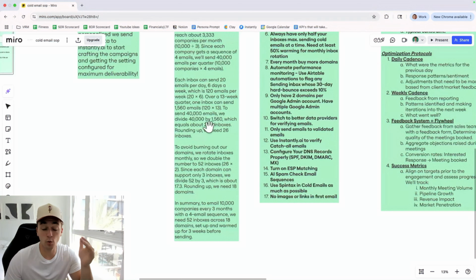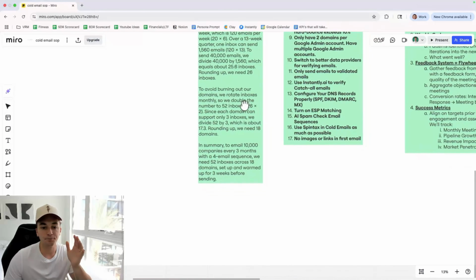Now we need to send 40,000, right, per quarter. So we take 40,000, we divide by 1,560, which means we need about 25.6 inboxes. So rounding up, we'll need about 26 inboxes. However, we do monthly rotation with these inboxes. So these inboxes aren't going to run for 3 months straight. They'll get burned before that.